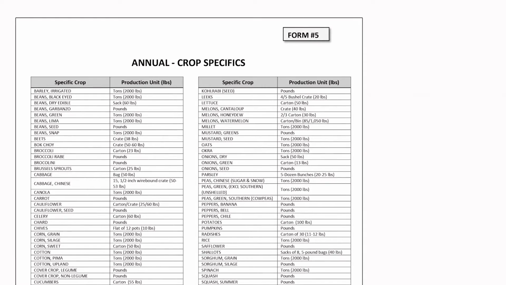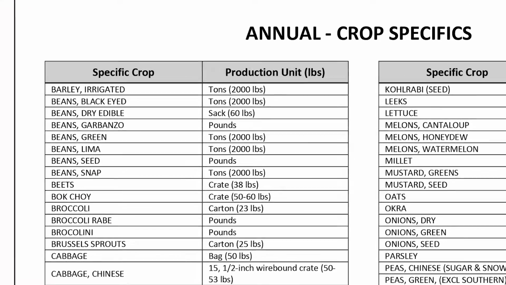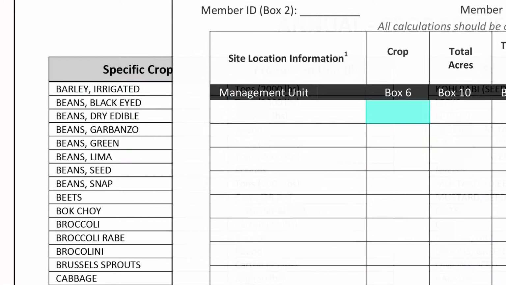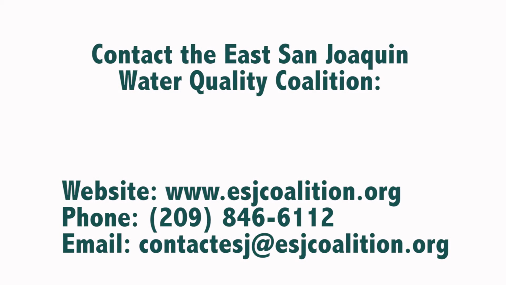Form 5 is a list of annual and perennial crop specifics for crops grown in the coalition region. It is important to use the specific code on the NMP summary report, Form 4, and the production unit listed. The specific crop list has been developed to ensure consistency in reporting between farmers and allows the coalition to relate the A over Y to an estimate of the amount of nitrogen removed. If you do not see your crop listed on the crop specifics form, there's one for perennials and one for annuals, please contact the coalition.